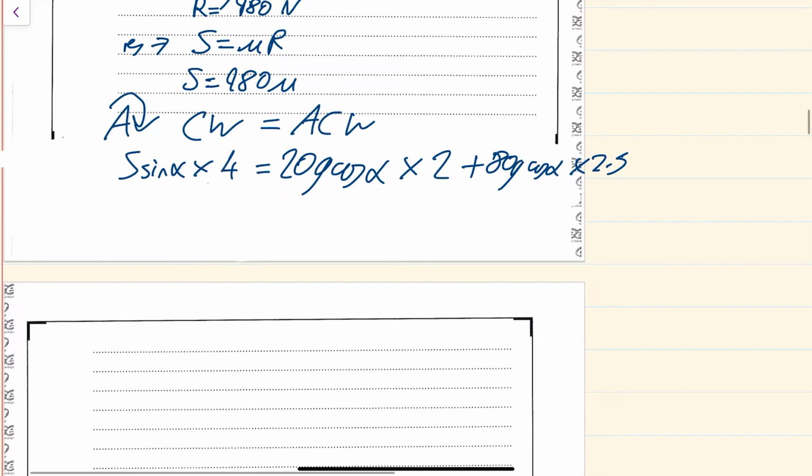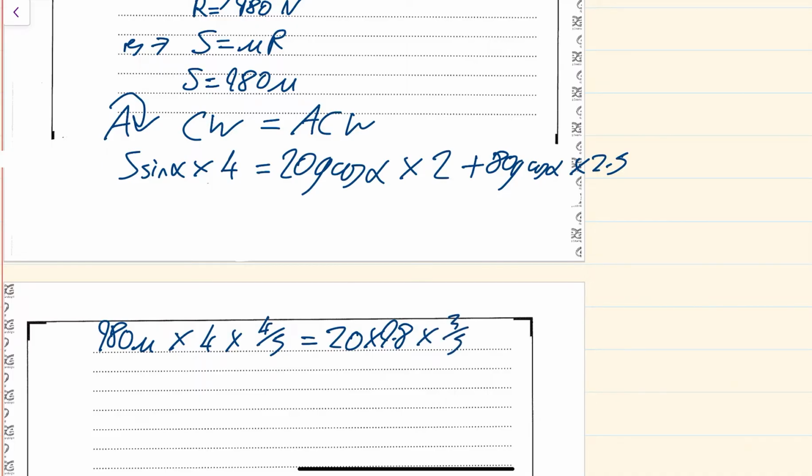And then if we fire in all the values that we know, this thing S, remember, was 980 mu. That's what we're trying to find, the mu. And then that's times 4 times the sine, which is 4 over 5. And that's equal to 20 times 9.8 times my cos, which is 3 over 5, times 2. And then plus my 80 times 9.8 times cos, which was 3 over 5, and then times 2.5, and then we'll just work that out.